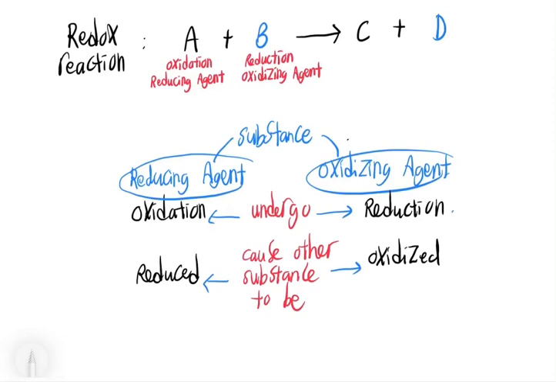So to simplify that, a substance can be a reducing agent or an oxidizing agent. The reducing agent undergoes oxidation, the oxidizing agent undergoes reduction. And the other substance that reacts with the reducing agent will be reduced, and the other substance that reacts with the oxidizing agent will be oxidized.